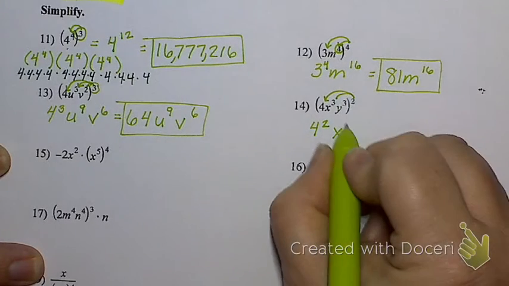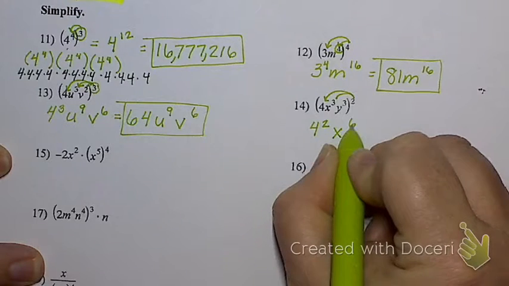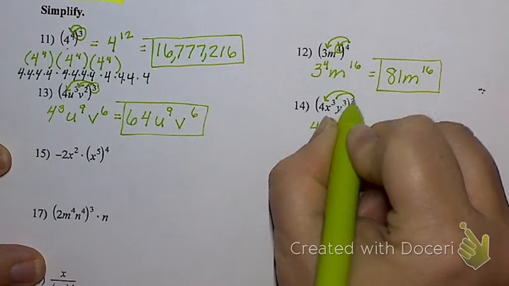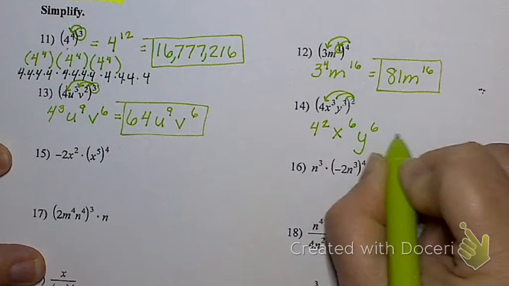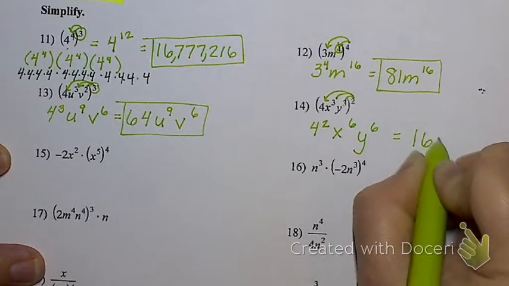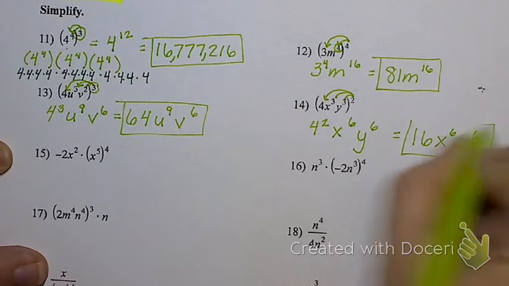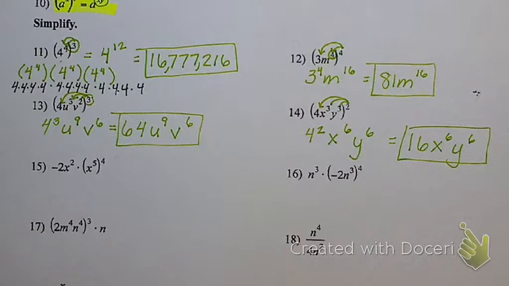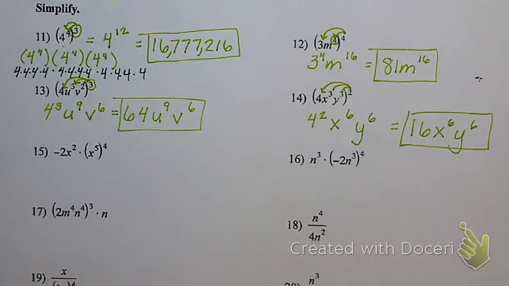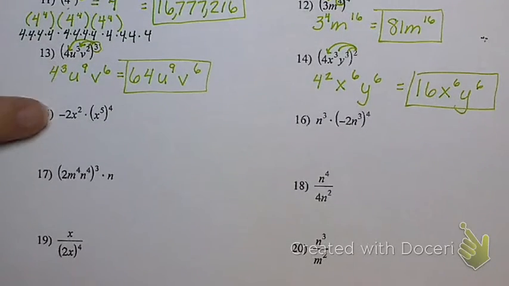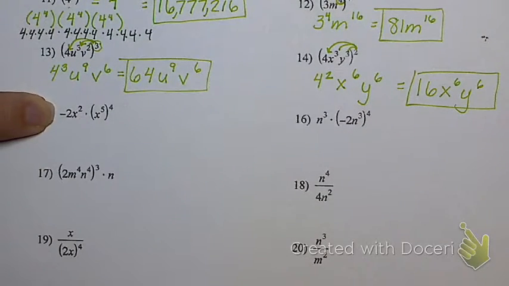X to the what? 6th. Y to the what? So it looks like my answer should be 16x to the 6th, y to the 6th, correct? Yes? No? Okay. Now I'm going to combine the rules in a few problems. So right here, what do you think I should do first?